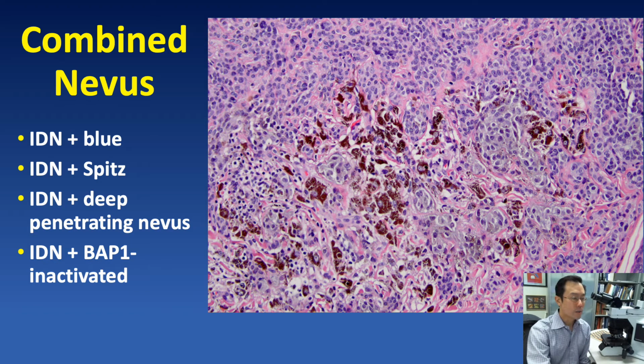So intradermal nevus, congenital pattern with blue, Spitz, or deep penetrating nevus are characteristic. And then there's also the BAP1 inactivated nevus that is also regarded as a form of combined nevus. In this particular case, the enlarged, slightly spindled melanocytes associated with prominent melanophages is characteristic of deep penetrating nevus.